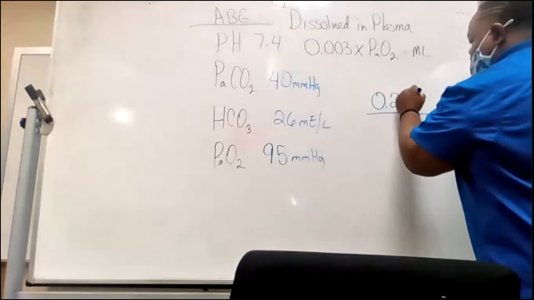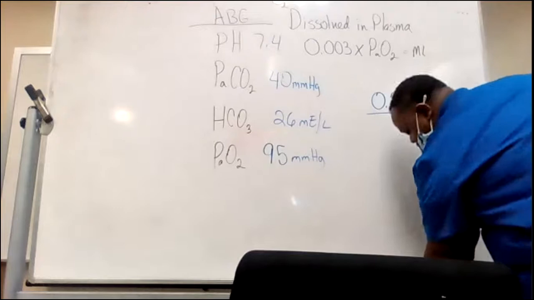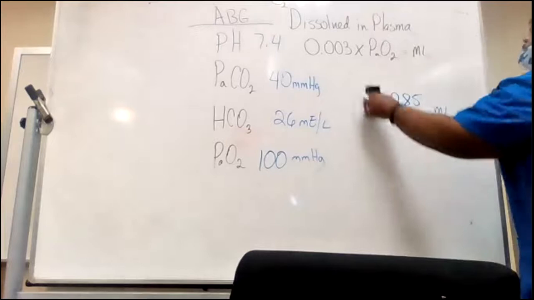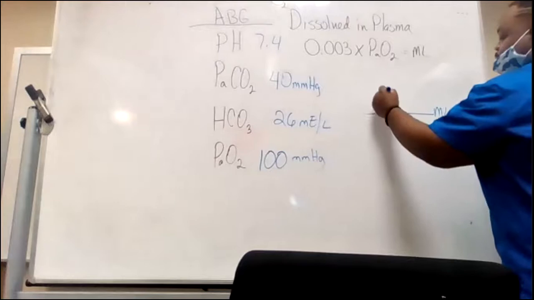And then, like the PowerPoint says, if he has a PaO2 of 100 millimeters of mercury, then his dissolved amount in his plasma will be what? 0.3 milliliters. 0.3 mLs.